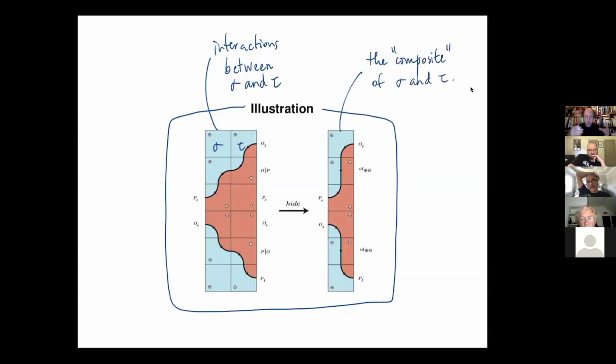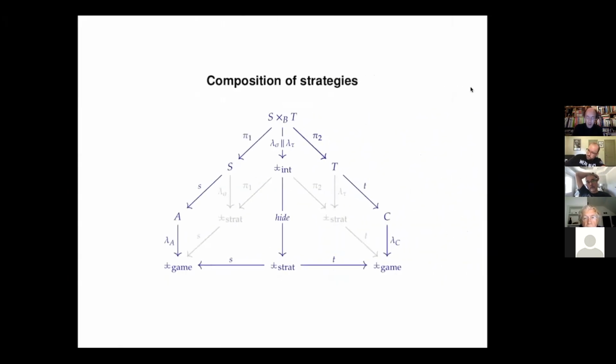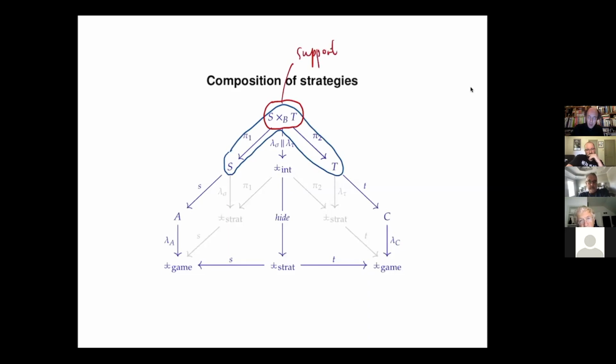So the idea is that you don't want to see what's going on inside the interaction between sigma and tau. You just want to look at it from the outside. And in fact, what I'm saying can be formulated algebraically in a neat way. So the idea is that we will take this pullback I was showing you before. So in particular, we have this here. And this will be the support of the composite. So this is the support of sigma composed with tau.